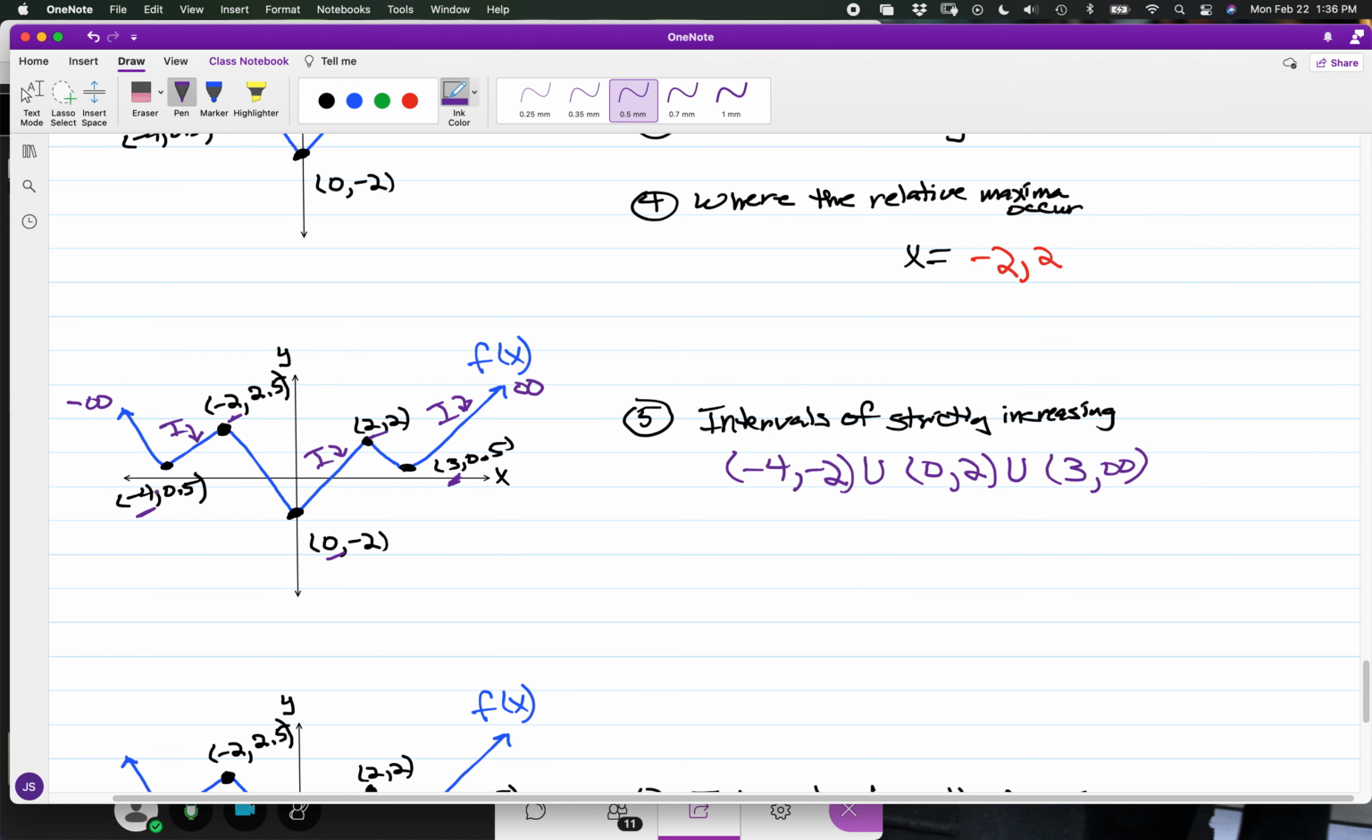So again, you have from -4 approaching -2, and then between 0 and 2, and then with this last layer, we have going out past 3 and proceeding out to infinity.